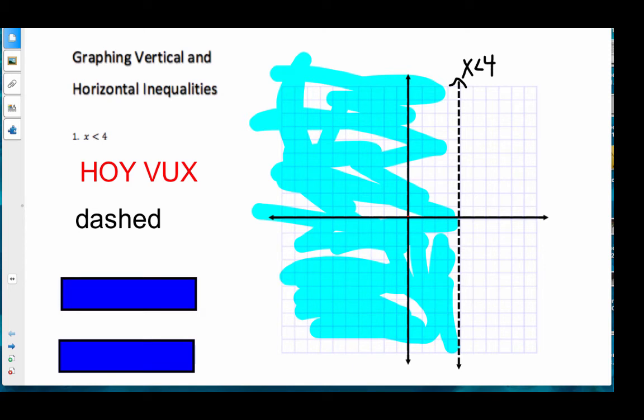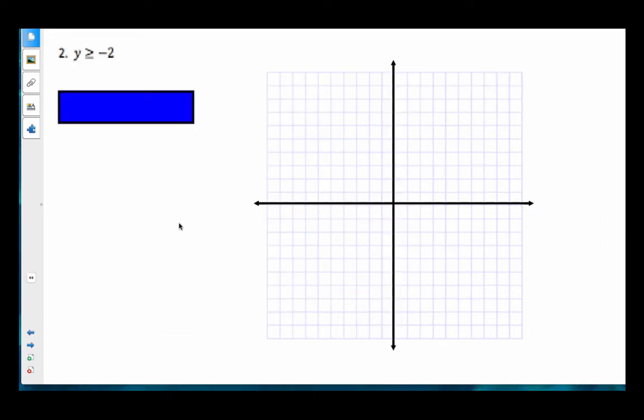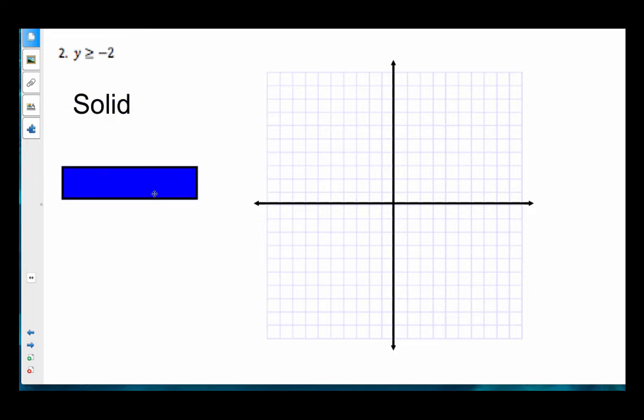Pause the video and make sure your notes match this graph. The second example here is y greater than or equal to -2. Again, we need to decide if this is a solid or a dashed line. What do you think? If you said solid, you are correct.